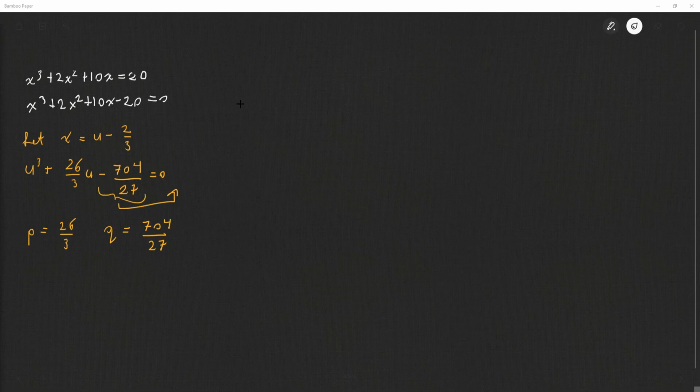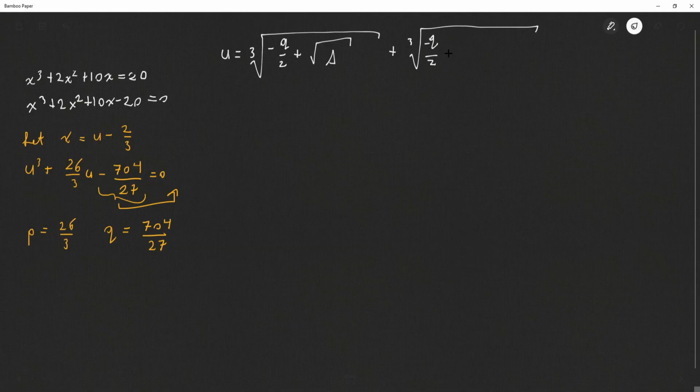Now for Cardano's method, we have our form already, and we already found what our p and q are. His solution was that u is equal to the cubed root of negative q over 2 plus the square root of the discriminant, plus the cubed root of negative q over 2 minus the square root of the discriminant, where the discriminant is equal to q over 2 squared plus p over 3 cubed.